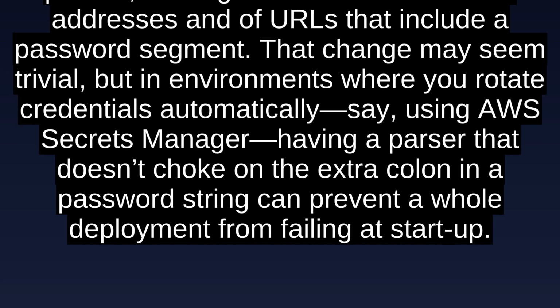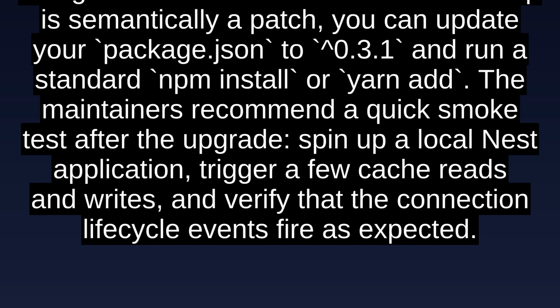The 0.3.1 release includes a small adjustment to how those variables are parsed, making it more tolerant of IPv6 addresses and of URLs that include a password segment. That change may seem trivial, but in environments where you rotate credentials automatically, say, using AWS Secrets Manager, having a parser that doesn't choke on the extra colon in a password string can prevent a whole deployment from failing at startup. If you're already using Redora in production, the upgrade path is straightforward.